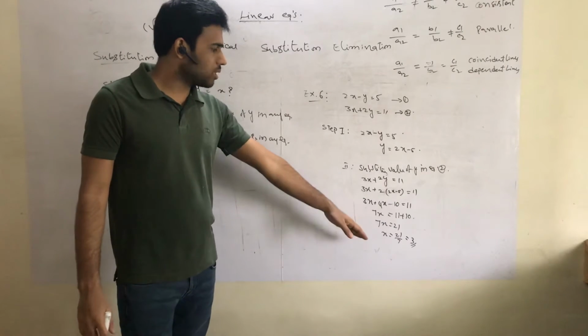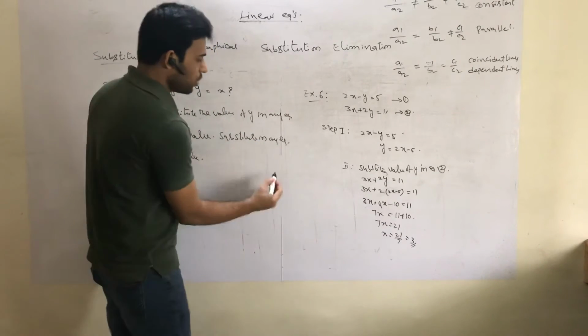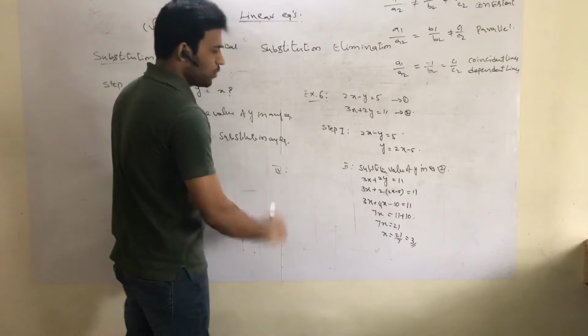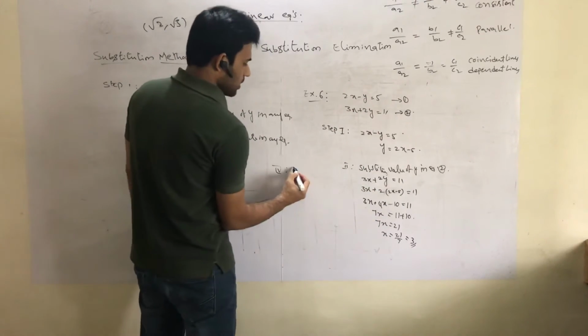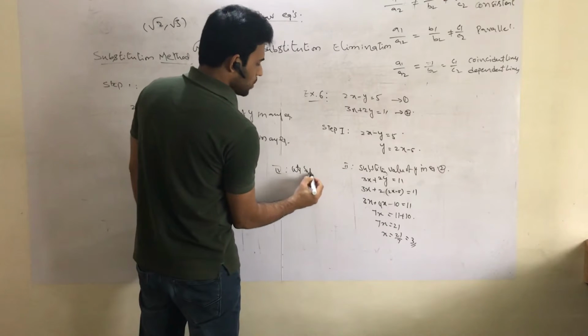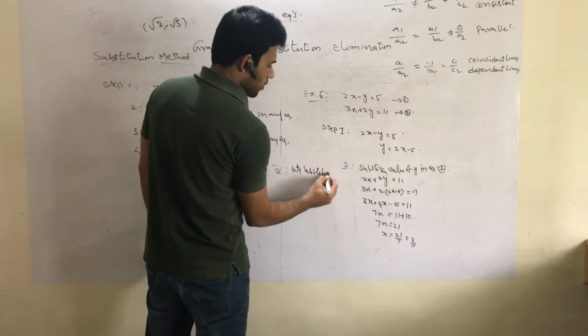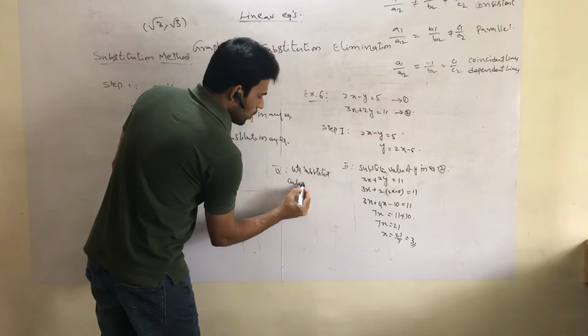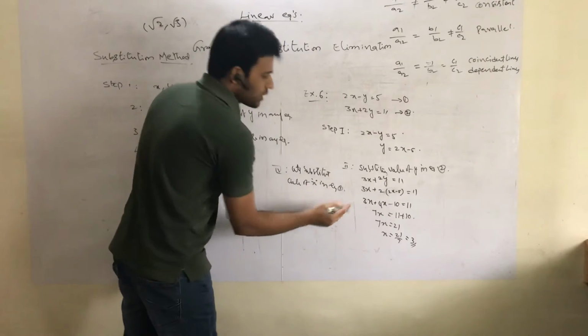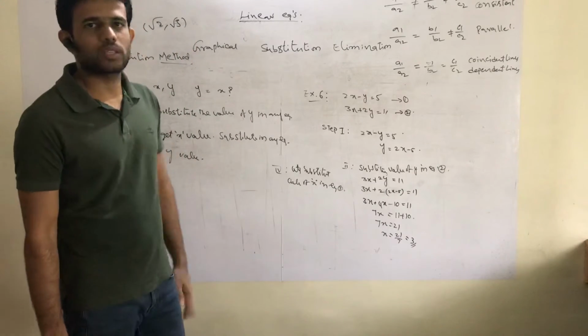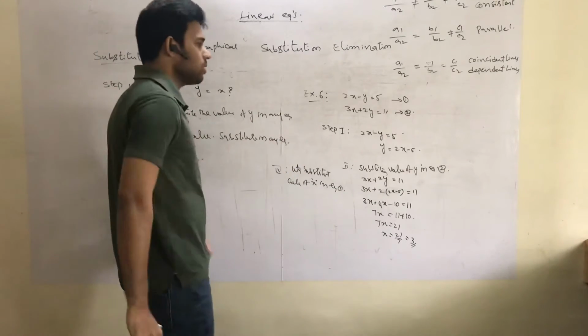So now I got the value of x as 3, and what is our step 4? Our step 4 is to substitute the value of x in any of the equations. Let's substitute the value of x in equation 1. You can substitute in any equation, you get the same answer. Equation 1 or 2, I am taking equation 1.